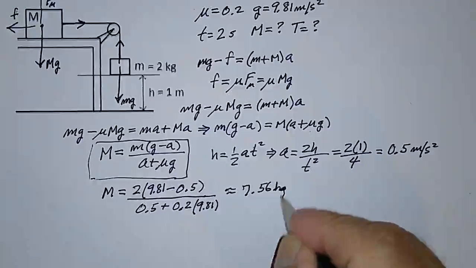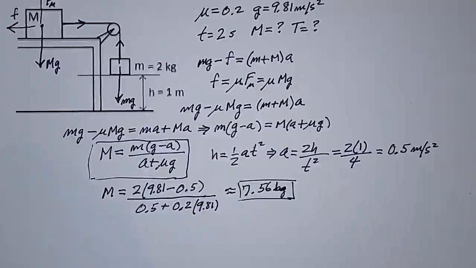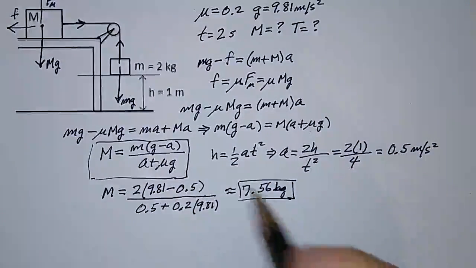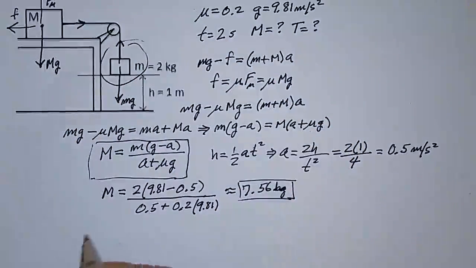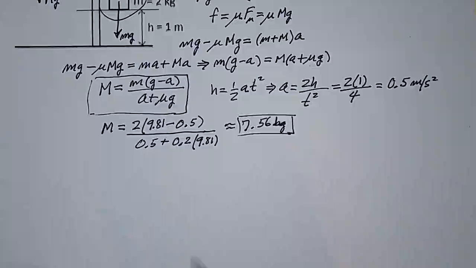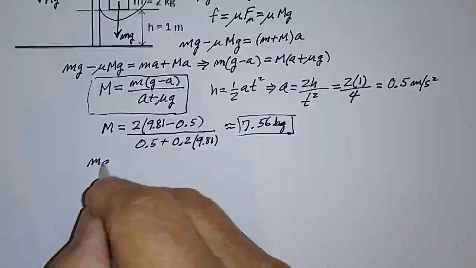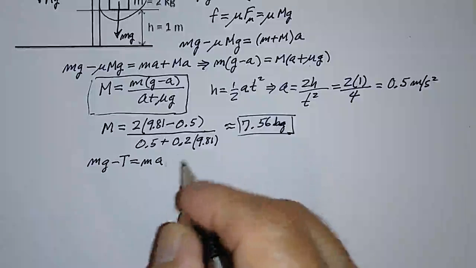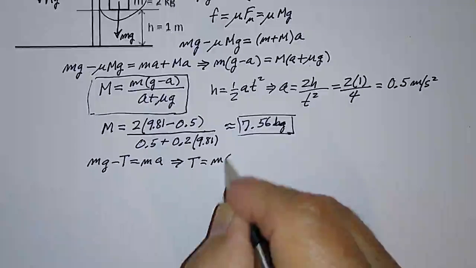7.56 kilograms. That's one of the things that we were looking for. We also want to know what the tension in the cord T is, but we have an equation that we can write just for this particular mass to make it really easy. And let me push it up just a little bit here. And since little mg is bigger than T, mg minus T is equal to little m times a.